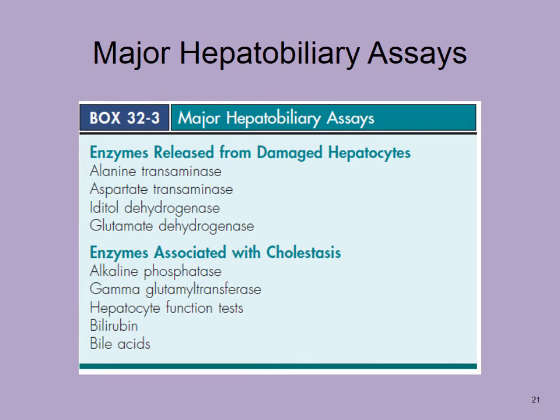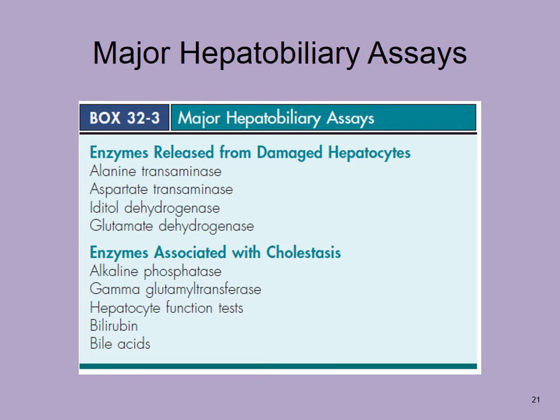Here are some of the major hepatobiliary assays that we use kind of every day. If we're looking for enzymes that are being released from directly damaged liver cells, that would be ALT, probably our most common one that we look for, Alanine Transaminase, and then we have Aspartate Transaminase as well, and that's AST. Those would be the two that we're going to look at most commonly in practice.